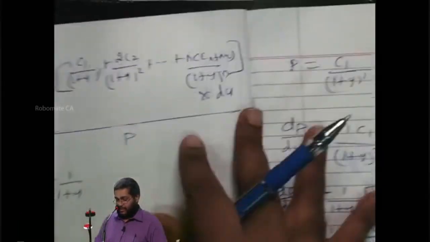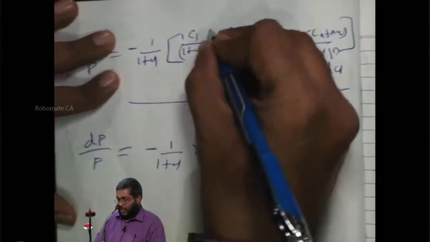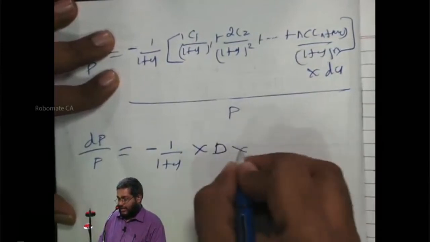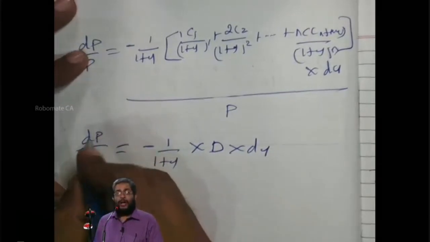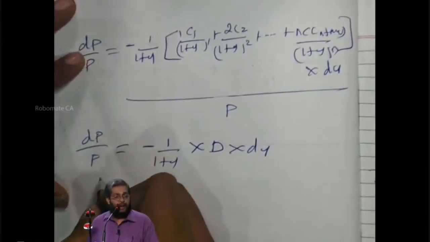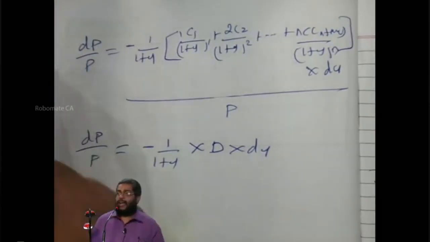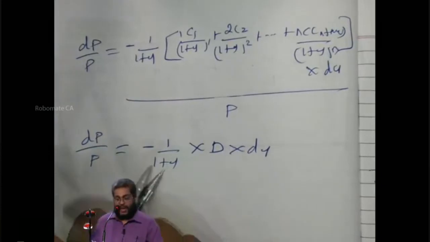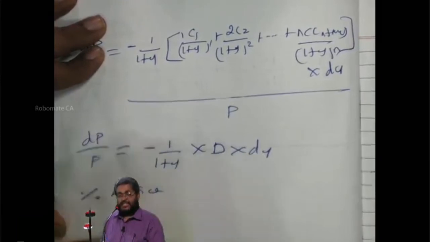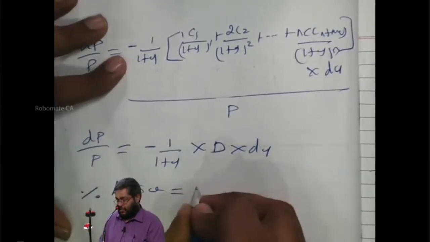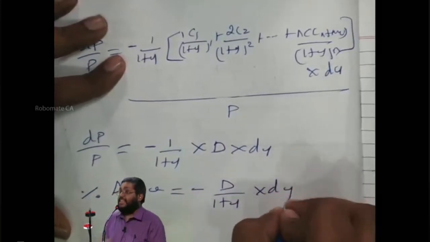So what happens? It becomes minus 1 by 1 plus y into this middle bracket, written as duration, into dy. Yes or no? Now, dp is the change in price, and p is the price. For example, price is 100, change in price is 2 rupees. So what is the percentage change in price? 2 by 100, 2%. Yes or no? That means dp by p can be called the percentage change in bond price. So the percentage change in bond price is equal to minus d by 1 plus y into the change in yield. Yes or no?